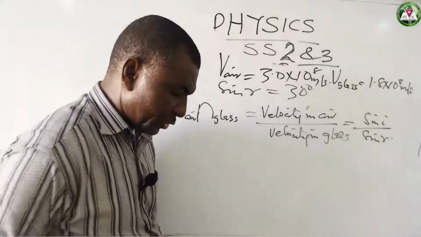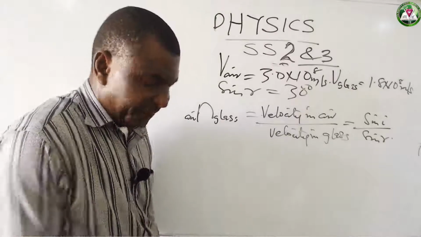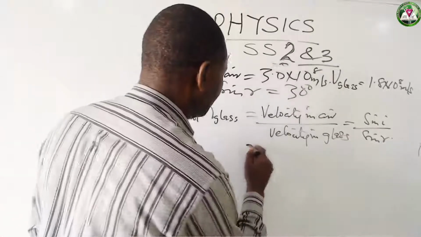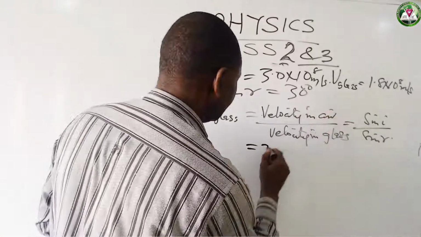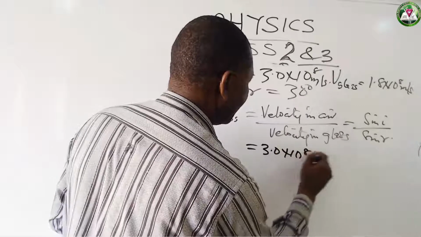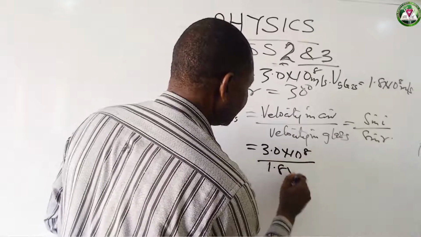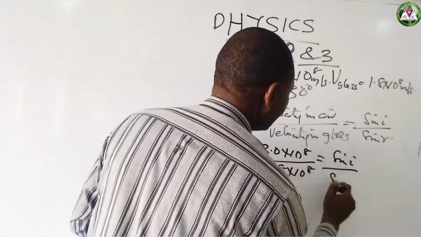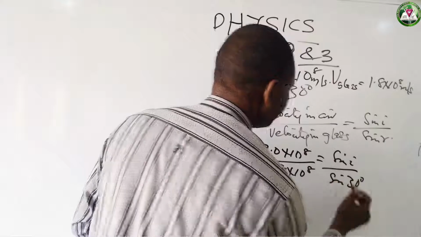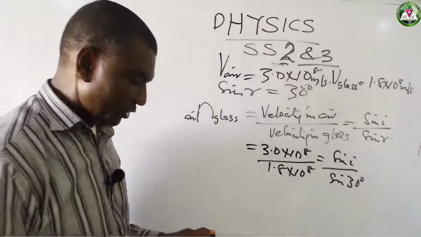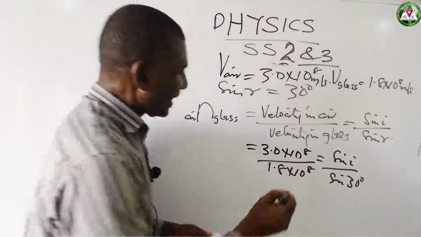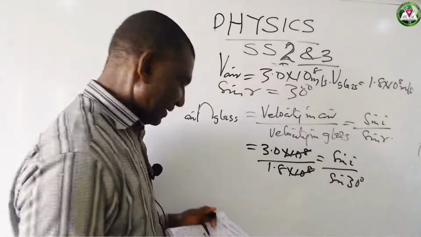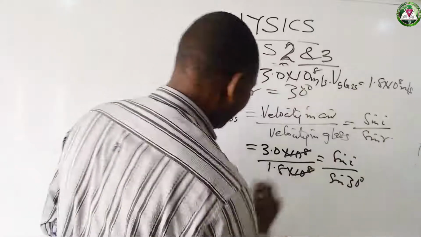So when we now see those equations and the values are being given, what are you to do? Just quickly fix in your values. This is equal to, the velocity of air is 3.0 multiplied by 10 raised to power 8, all over 1.8 times 10 raised to power 8, is equal to sine i all over sine 30 degrees. That's all. You don't have much to do. So you can see that this can eliminate this comfortably without stress. So what do you do? You cross and multiply.